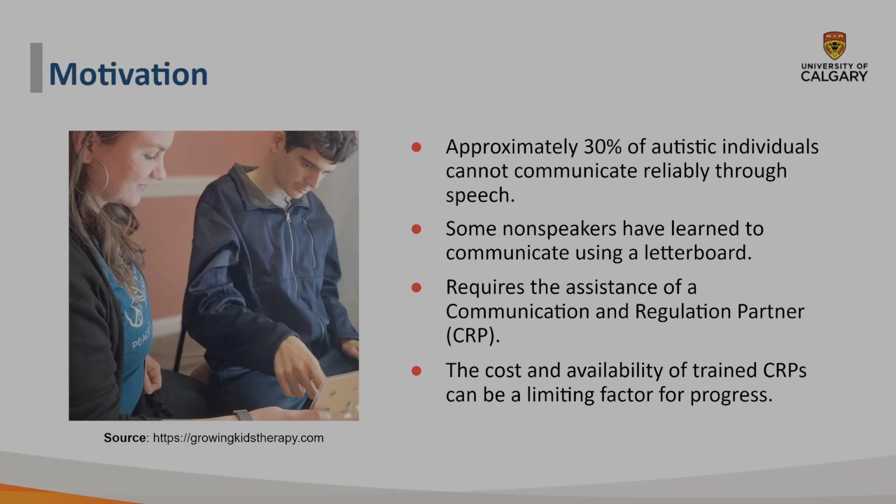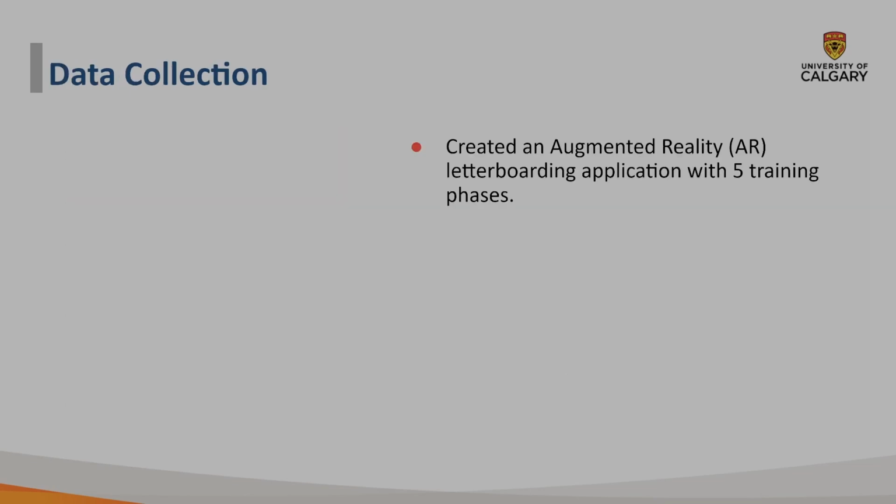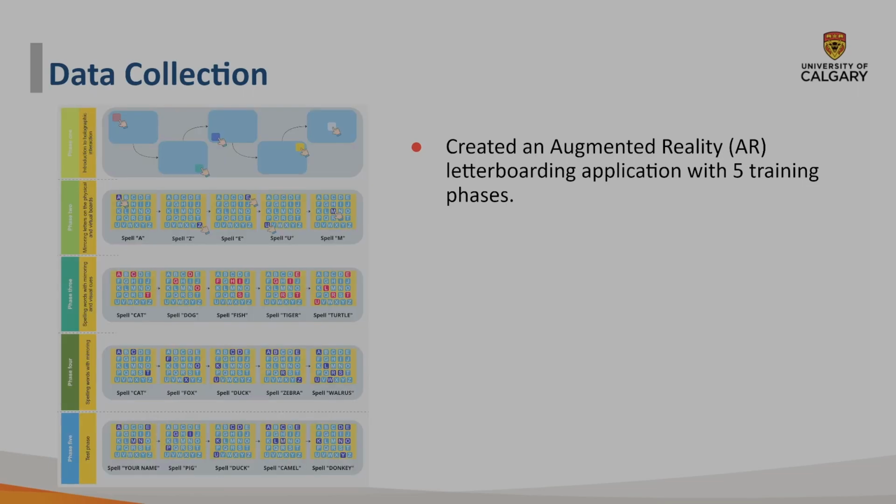In this work, we describe our method for embodying a virtual CRP agent, named Vic, using an empirically derived behavior algorithm. This prototype is designed to replicate the behavior of a real human CRP and assist the speller in learning to use a letterboard. First, we created an augmented reality letterboard application with a 5-phase training procedure to help acclimatize experienced physical letterboard users with the new virtual interface.